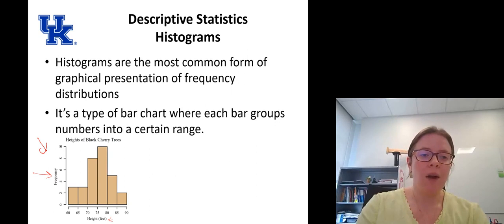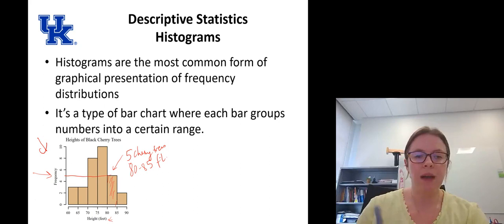So let's say I want to know how many black cherry trees are between 80 and 85 feet. Well, I could come to this histogram and see this bar here, which is associated with roughly a value of 5. So that would tell me that there are 5 cherry trees between 80 and 85 feet. Excuse my bad handwriting.